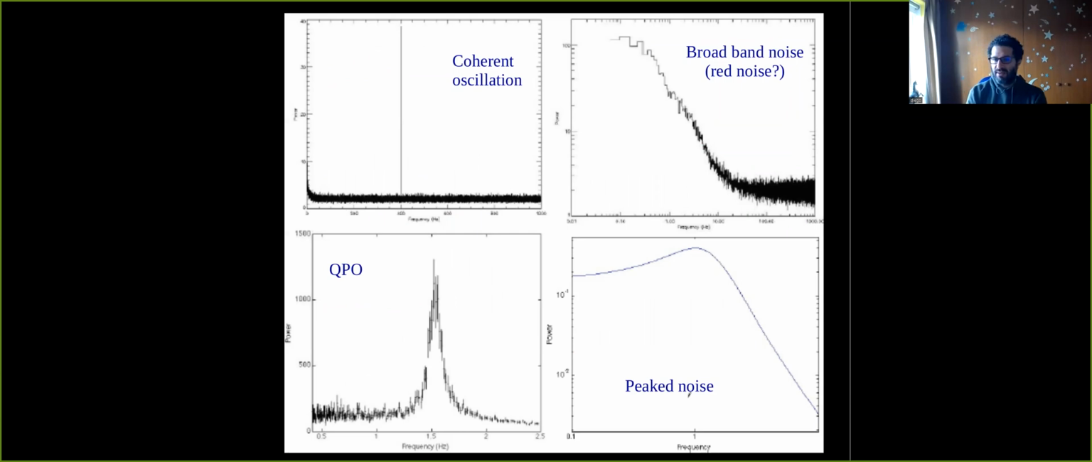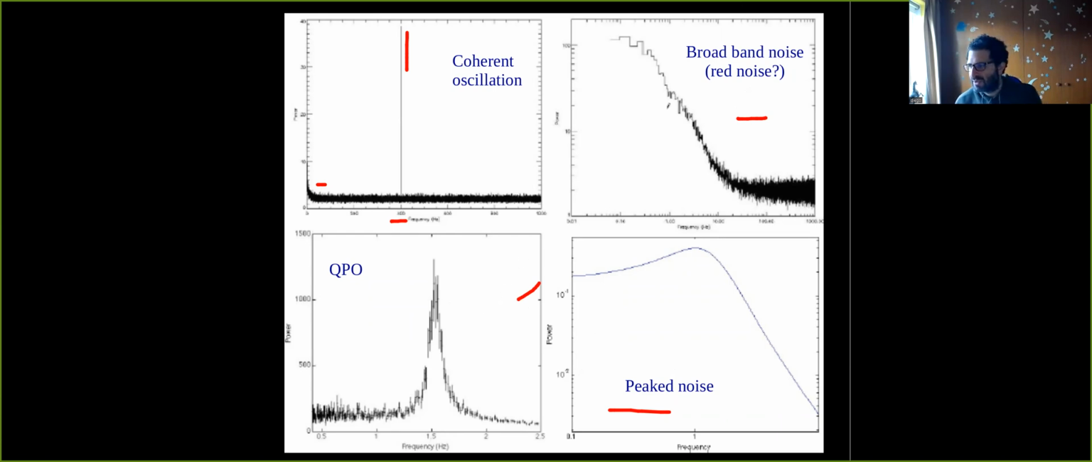So this comes from real data. On the top left, this is a pulsar. It's a power spectra that has nothing except this peak here, and basically tells you the exact spin frequency of a neutron star. This is how a QPO looks. This is broadband noise or red noise, and there is something called peak noise, that is a mix between a QPO and broadband noise.